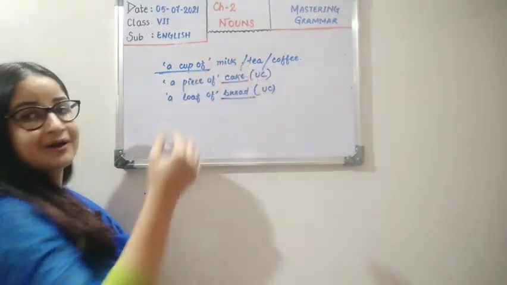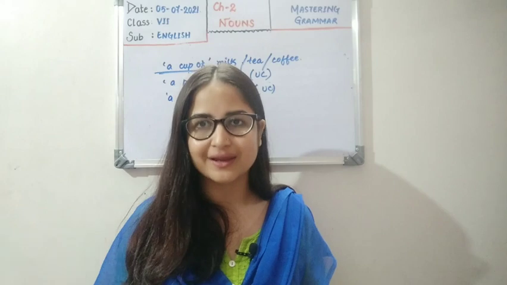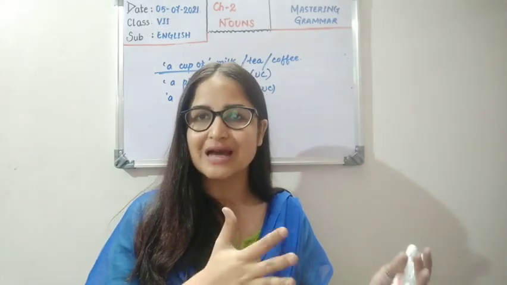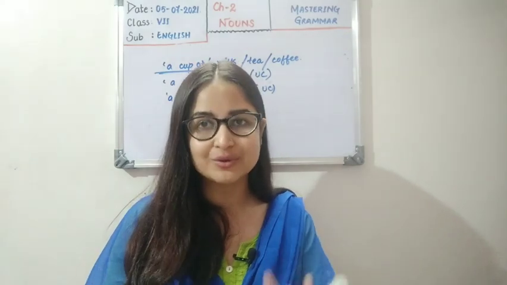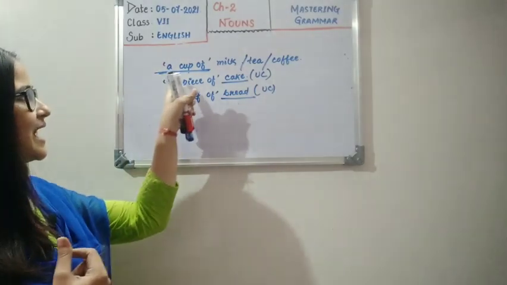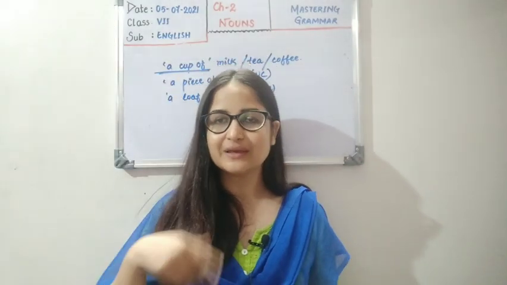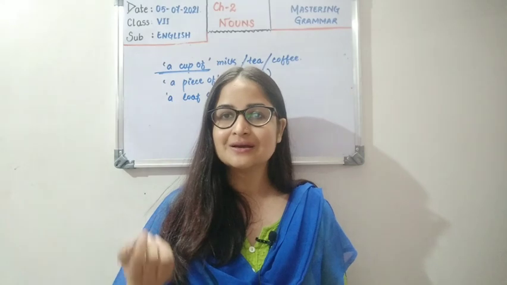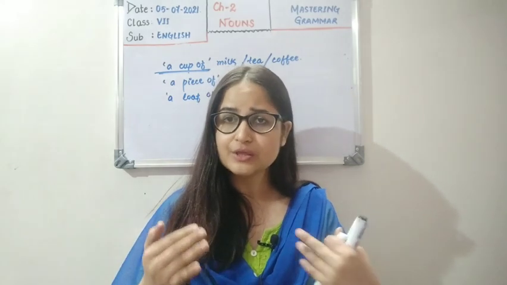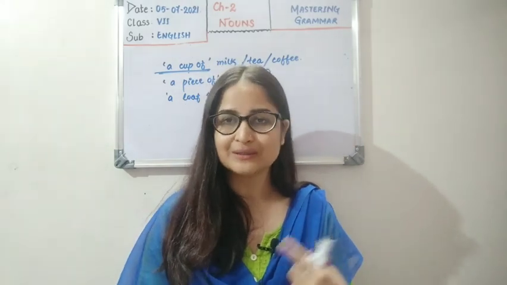Because milk, we are not writing milks, teas, coffees. We are not pluralizing it. We are not making the plural of these uncountable nouns. Instead, to show that the count is more or the amount is more, what are we doing? We are just adding these terms: a cup of, a piece of, a loaf of. So for countable nouns, that's very easy, we can make the plural out of the nouns. But for uncountable, we have to see whether it is uncountable or not. So if it is uncountable, we are not going to make the plural out of it.